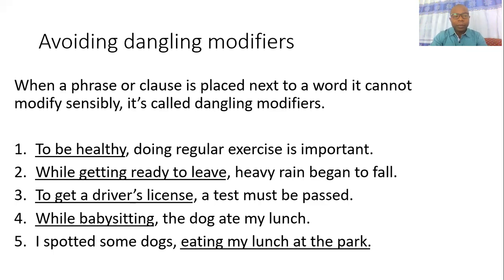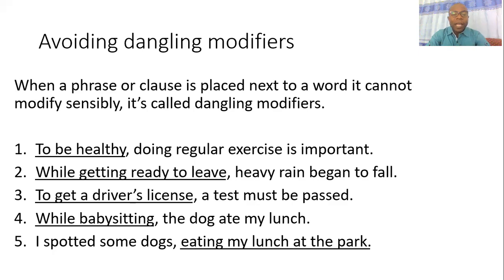Example two, while getting ready to leave, heavy rain began to fall. Over here, it looks just like heavy rain is the one getting ready to leave. But this is impossible. This has to be a human. So while we were getting ready to leave, while John was getting ready to leave, while he was getting ready to leave, or any of those introduces a human subject. While I was getting ready to leave, heavy rain began to fall. So you introduce a human subject in the modifier, and then the problem is solved.